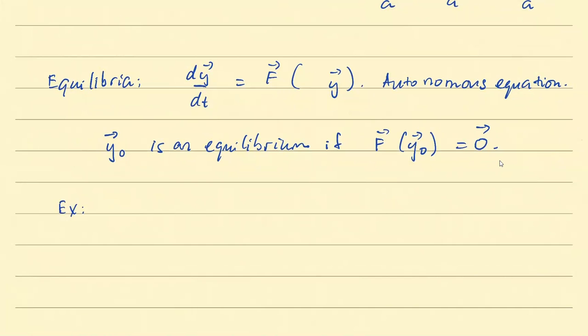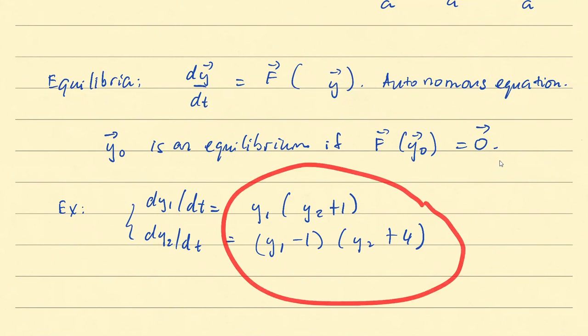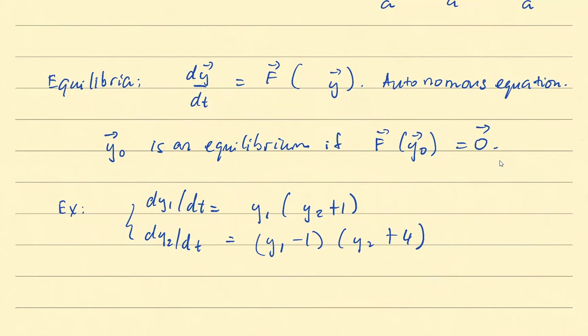Let's say something like this: dy1/dt is y1 times (y2 plus 1), and dy2/dt is (y1 minus 1) times (y2 plus 4). Something like that. Roughly the idea is you search for every combination that makes the right-hand side equal to 0. Except remember, we observed last time that it looks like there are 4 pairs, 2 by 2, but not all pairs work. So we just have to pay attention to that.